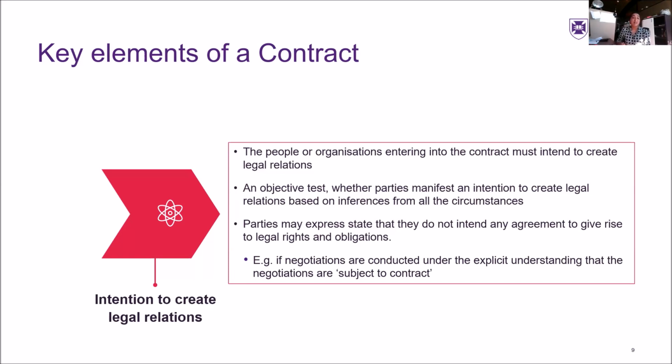However, parties can make express statements to say that they do not intend any of their agreement to give rise to legal rights and obligations. So you might have negotiations taking place between different parties that are conducted under a stated understanding that these are subject to contract, so subject to contract in the future. Any common positive intention not to contract will be respected.